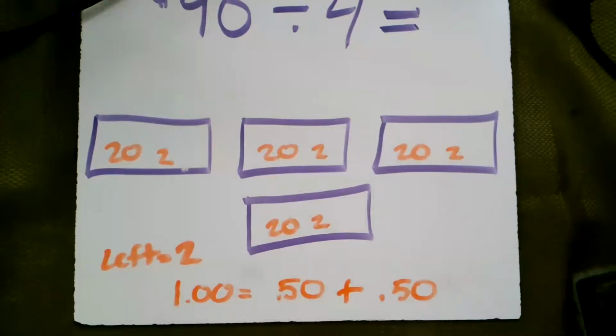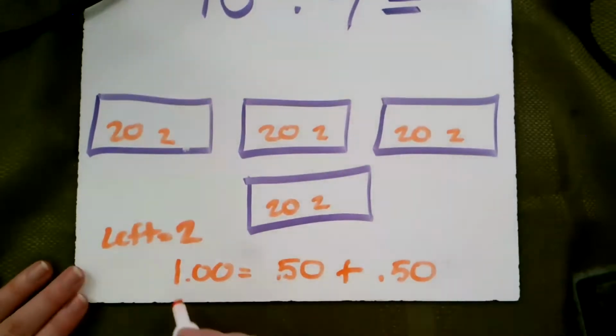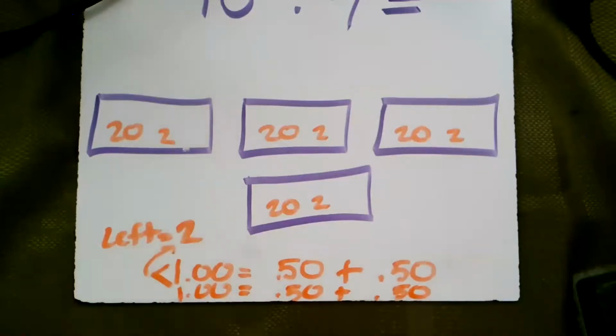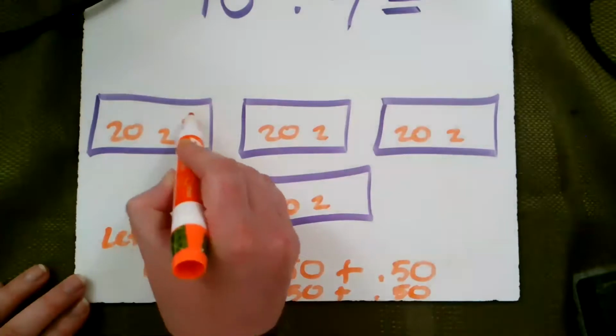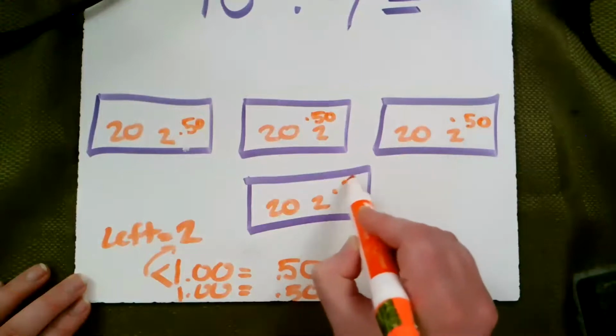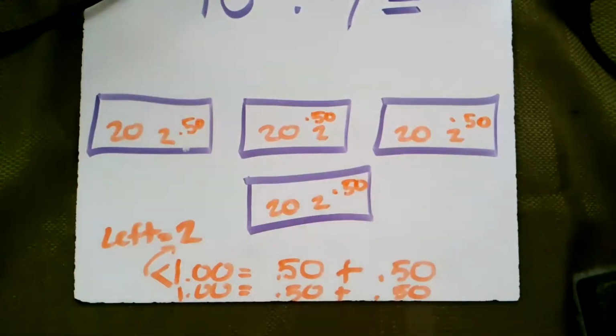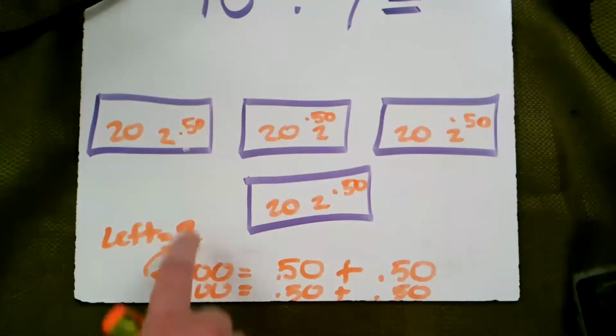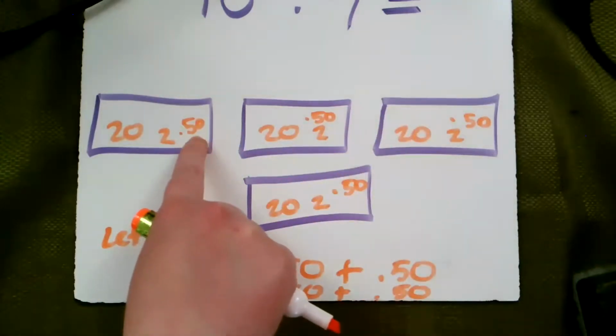So if I split up my second dollar into 50 cents plus 50 cents, here's my $2. And look, I now have 4 groups of 50 cents. So if I took each of those 50 cents and I gave it to each group, I've now evenly distributed those $2 amongst 4 people. So $2 divided by 4 would be 50 cents.